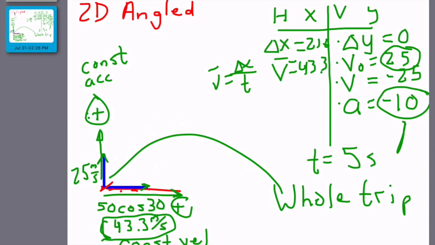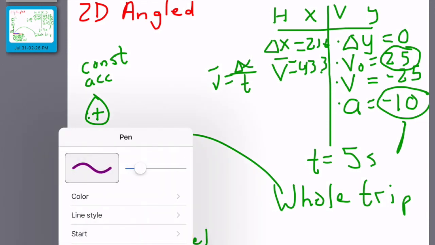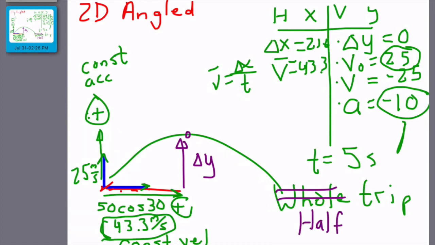Okay. Now, what I'm going to do is ask the question about, now I need to change colors here. I'm going to go purple. I like purple. Now I'm going to solve this, delta y. Okay? So now we're no longer talking about the whole trip. We're now talking about half trip. Right? Because that happens halfway into the entire story.